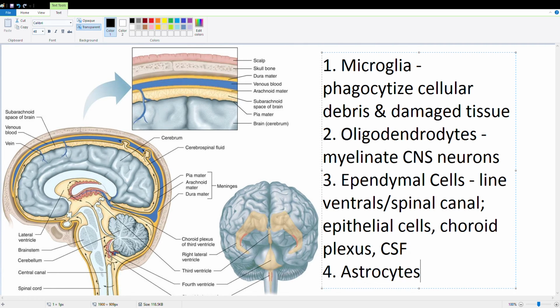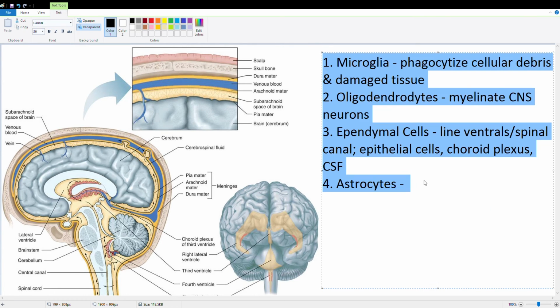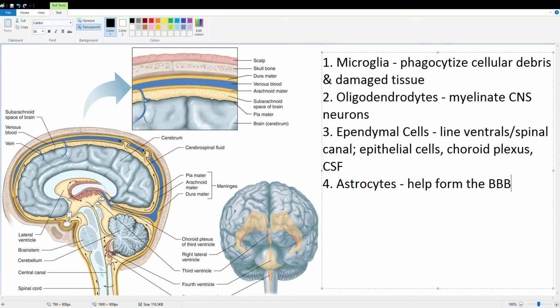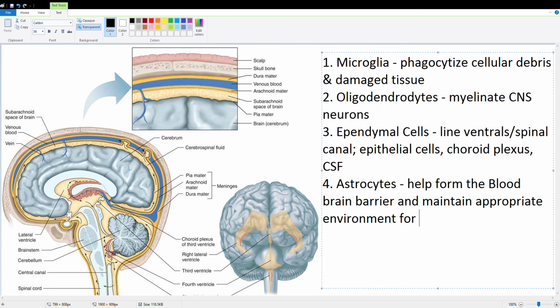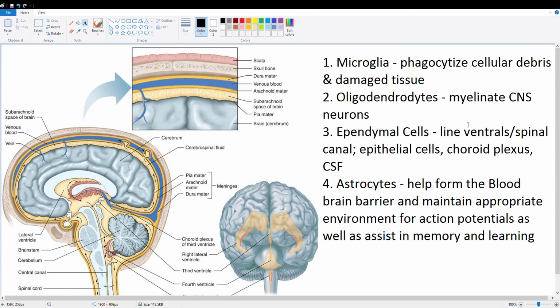Then last is astrocytes. There's not enough room to do this justice, but let's see if I can make some space here. And I'll actually make these all a little bit smaller. Hopefully you can still see astrocytes. So they help form the blood-brain barrier and maintain appropriate environment for action potentials, as well as assist in memory and learning. And they do that by helping form the synapses that help you make those memories and learn things. So these are the four types of cells, and as you can see, these are really helpful for protecting the brain.